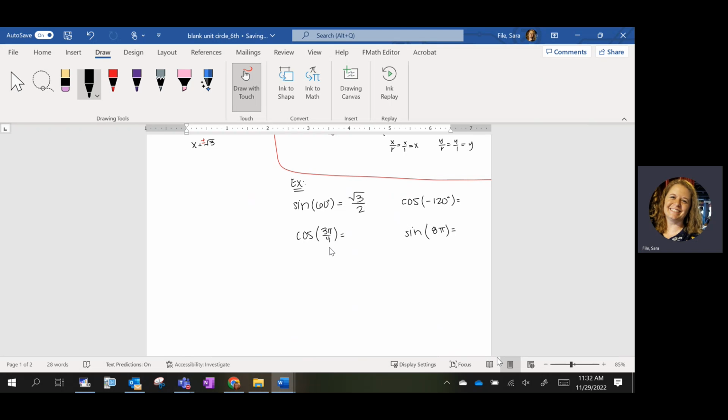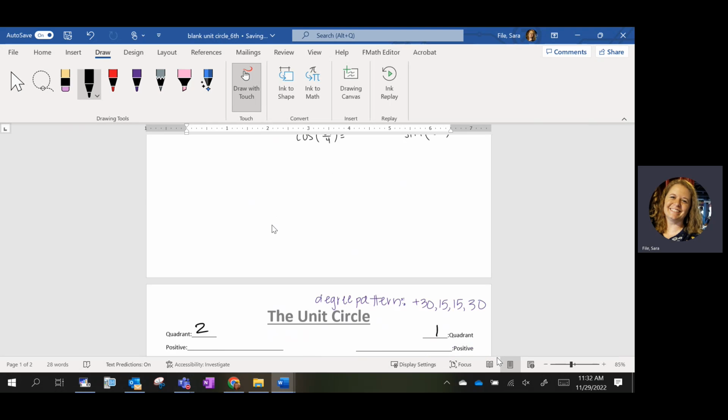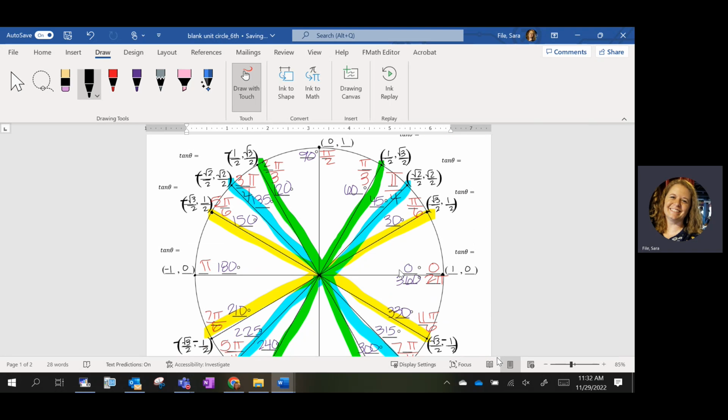Cosine at 3 pi fourths. So I'm going to find 3 pi fourths. Where's 3 pi fourths? Second quadrant here in blue, right? It's the 135 if you're in degrees. So at this angle, what is cosine? Yeah, negative root 2 over 2, because it's the X value. Cosine is the X. Sine is the Y. So cosine of 3 pi fourths is negative root 2 over 2.